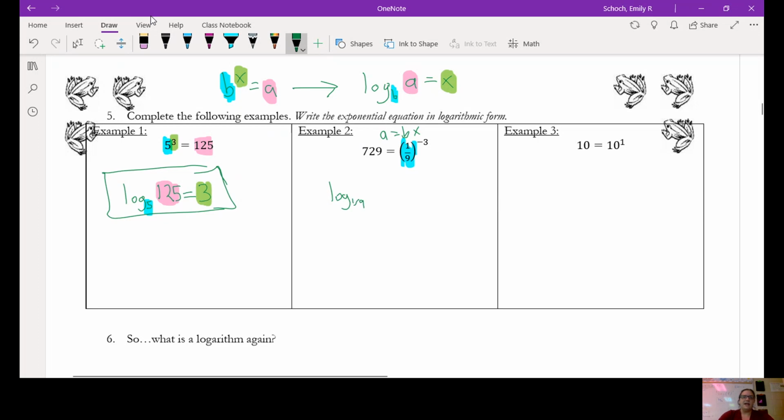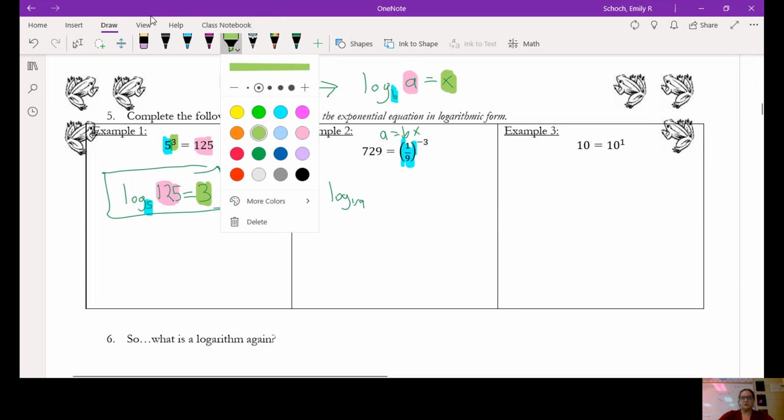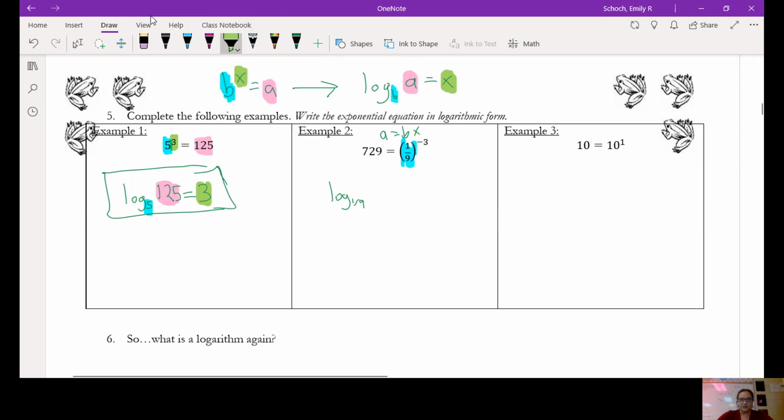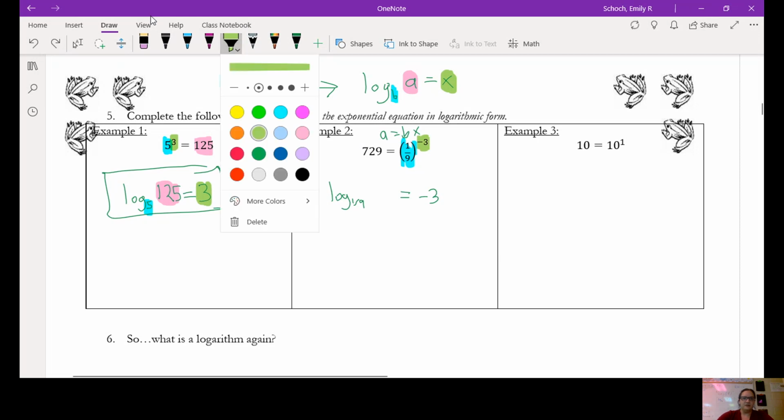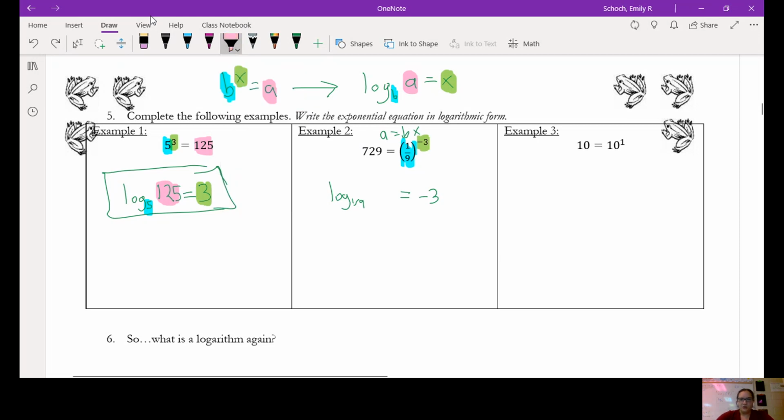Then I'm going to look for my exponent next. You don't have to do it in this order, but I recommend it so that you're always doing the same thing. So the exponent is -3. That tells me that my logarithmic expression is going to equal -3, right? Let me color code this as I go. And then finally, I'm looking for my answer, which in this case is 729.